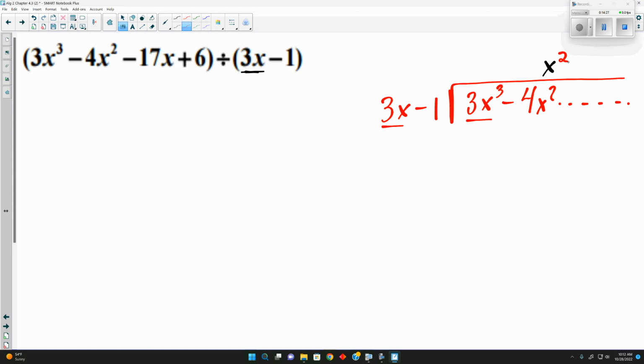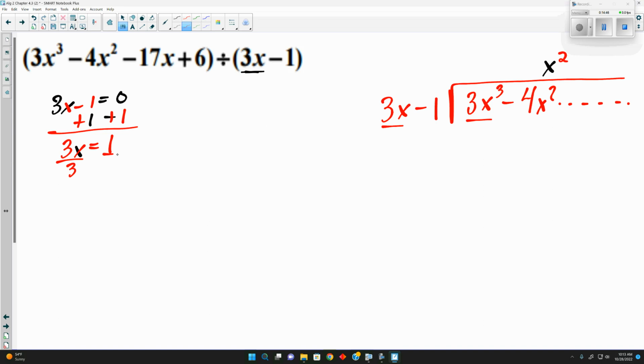So if I solve this for x, let's do that. 3x minus 1 equals 0. Well, the first thing we would do is add 1 to both sides, telling us 3x is equal to 1.